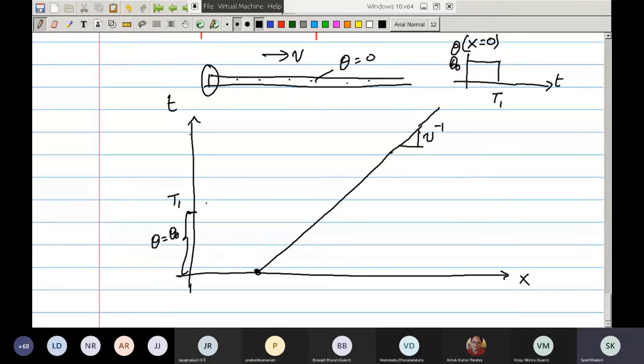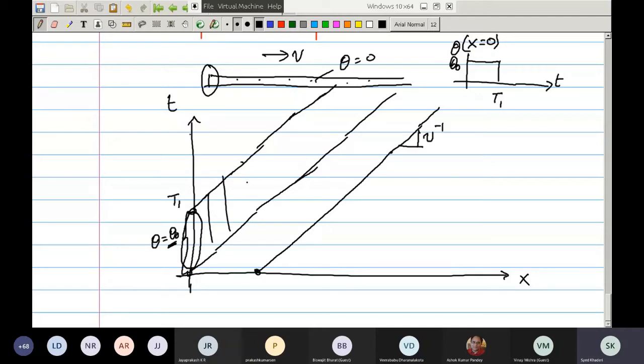If we talk about these two points, one at a time, this point will lead to a characteristic line which goes like this, and this point will lead to a characteristic line which goes like this. So this whole region corresponds to temperature theta equal to theta naught. Sorry, this entire band will have a temperature theta equal to theta naught.